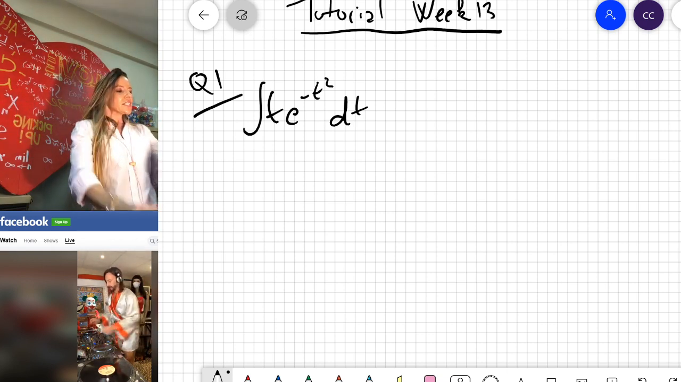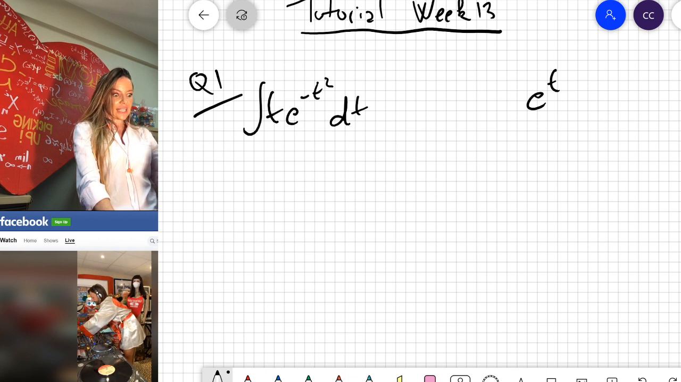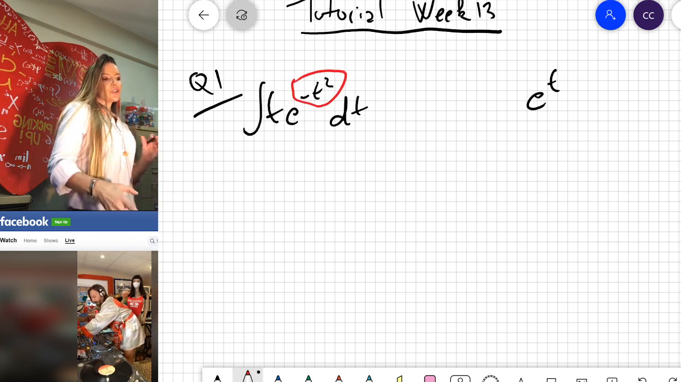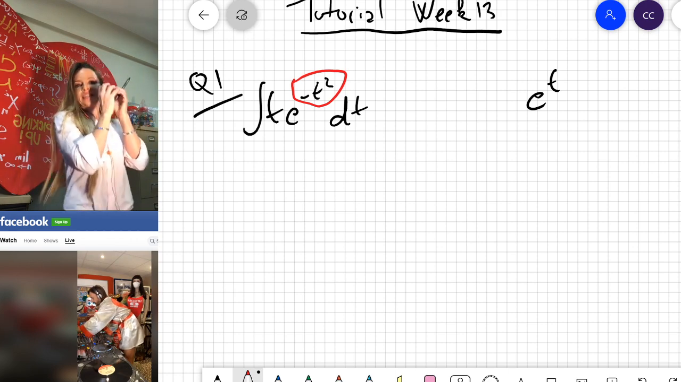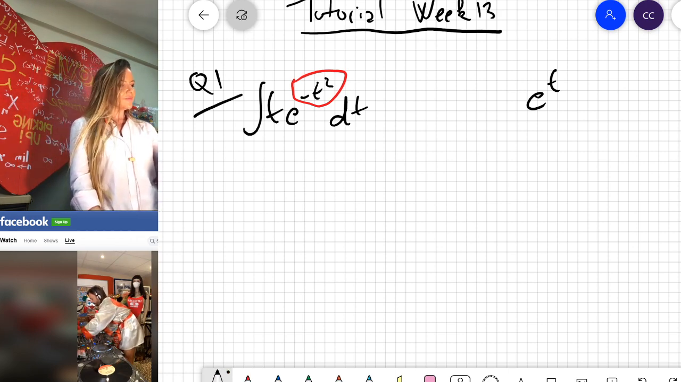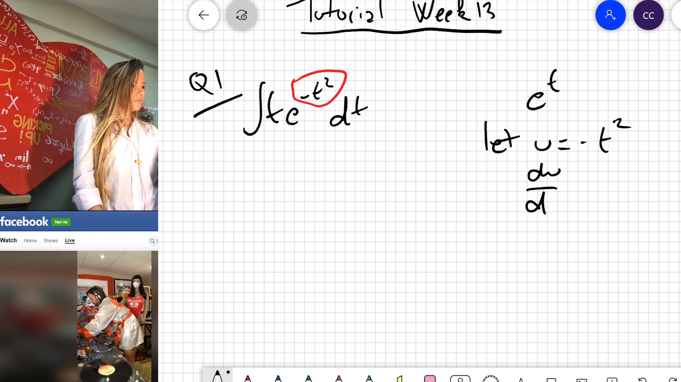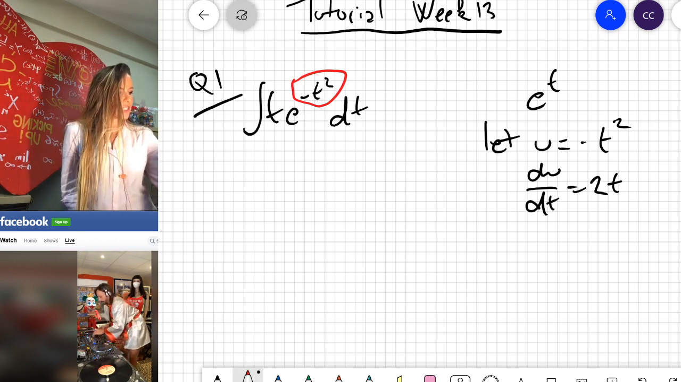Okay. So we know how to integrate e to the t. But here, we have this thing. So what you're going to look for is a complicated thing, its derivative. Always the best way to start. And you've got a t dt.